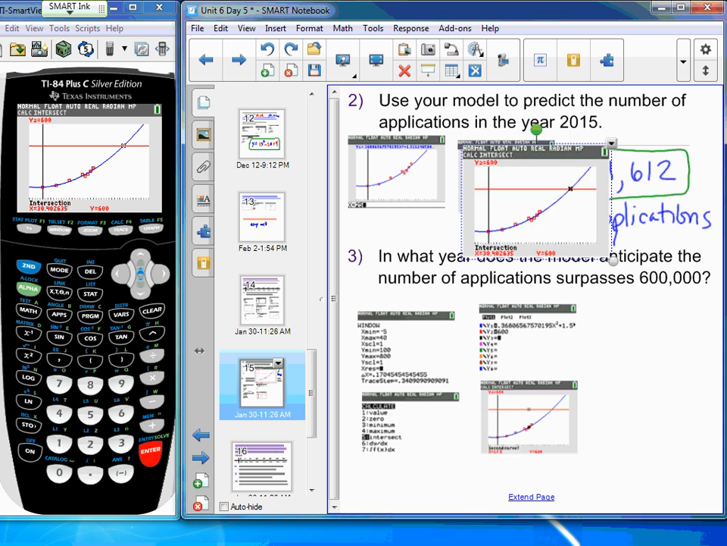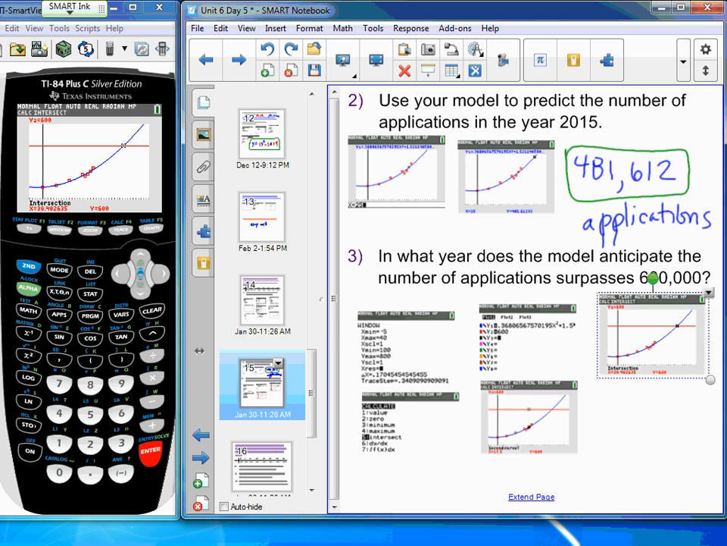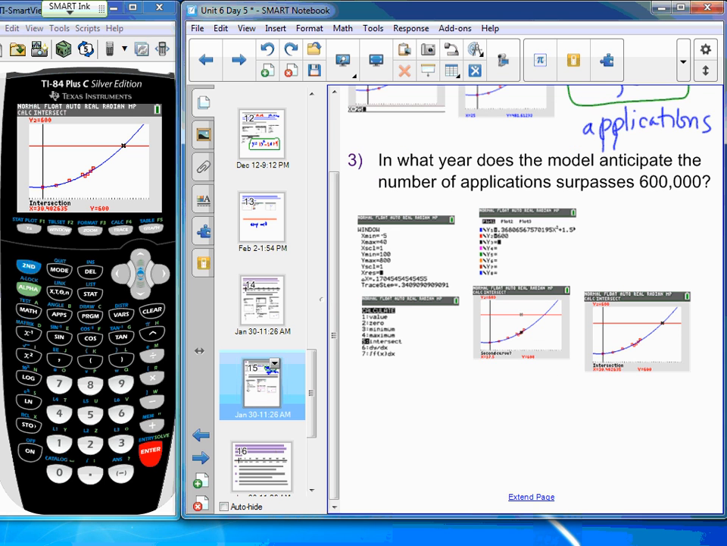Yes? 30.4? So what would we say? Well, 30.4 years after 1990. So when's that? That would be 1990, right? 2000, 2010, 2020.4. So 2020? Is that what you guys are getting? 2020? Oh, yeah. So in the year 2020.